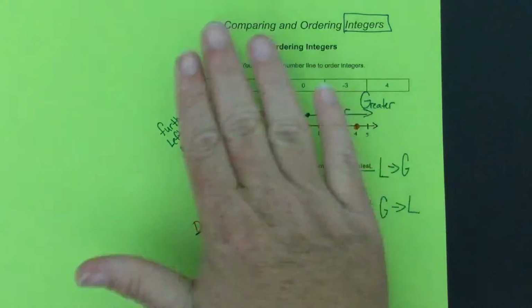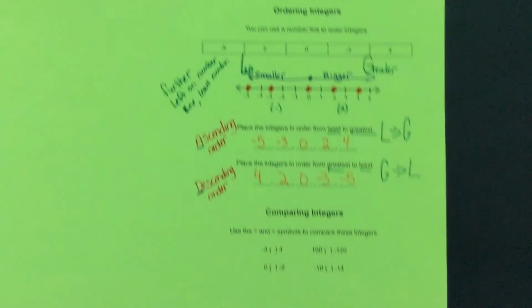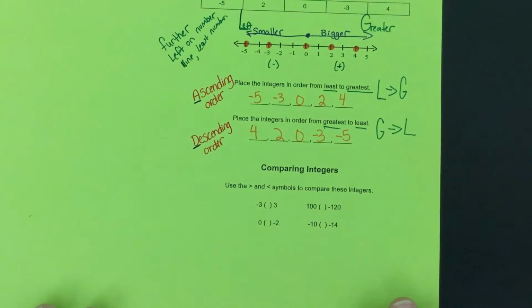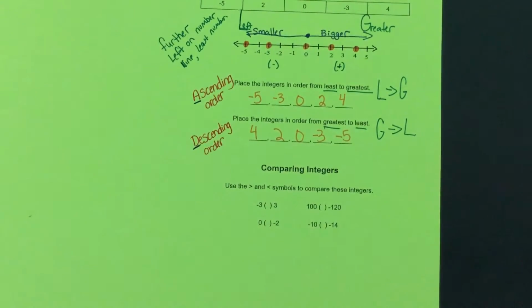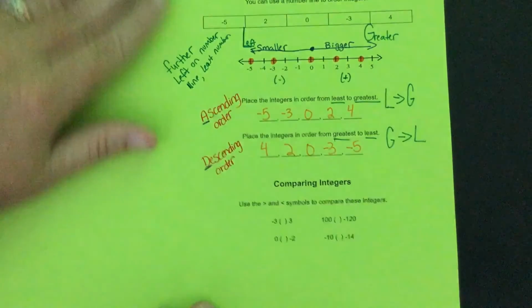All right, so this is putting them in order. Now let's just compare those two. Whenever I'm comparing numbers, I draw a number line. I'm going to show you.